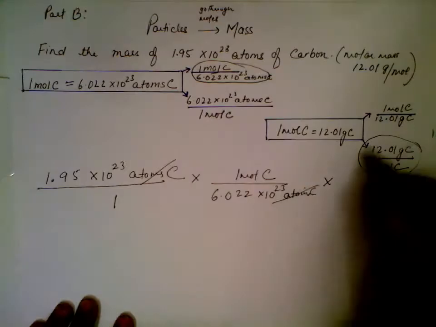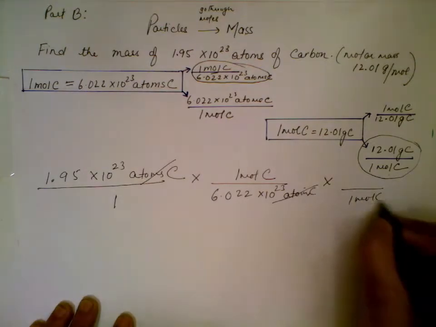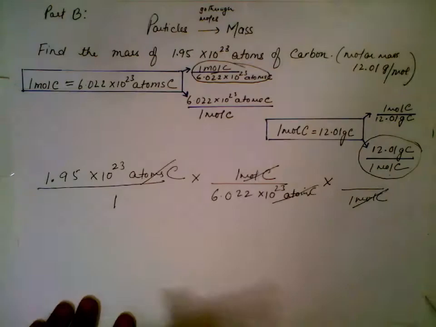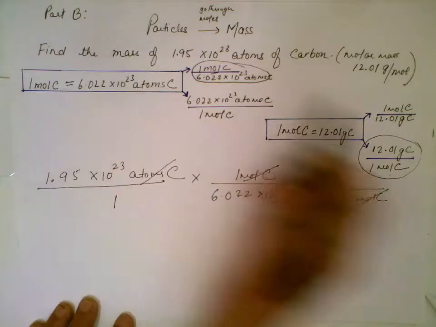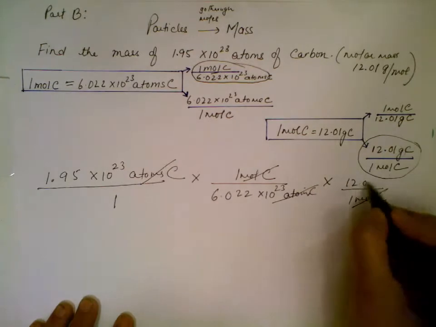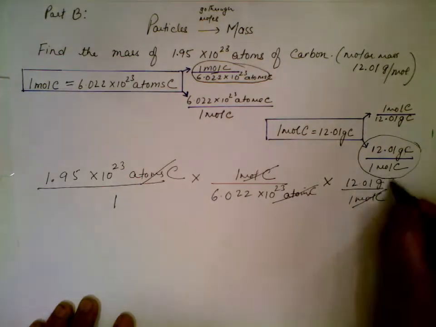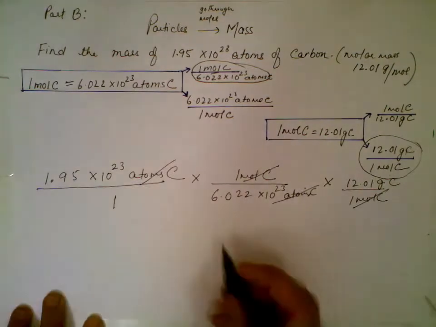Now the next fraction is this one. We don't want moles in our answer, so we're going to cancel, because in our answer, what do we want? We want the mass in grams. We want this one, grams. All right, so these are all the ratios, these conversion factors. Now use your calculator and solve it.